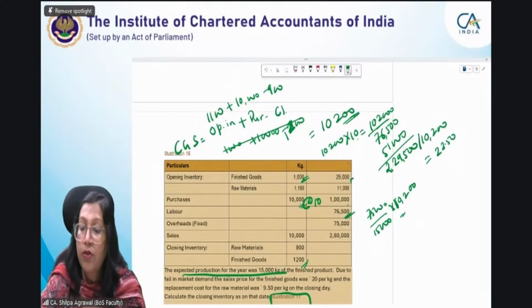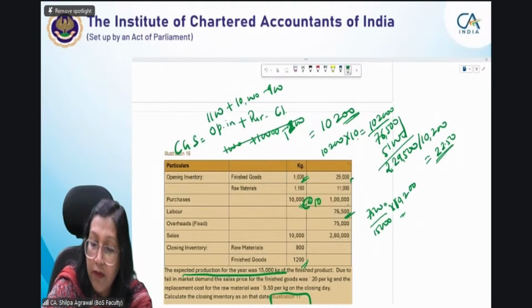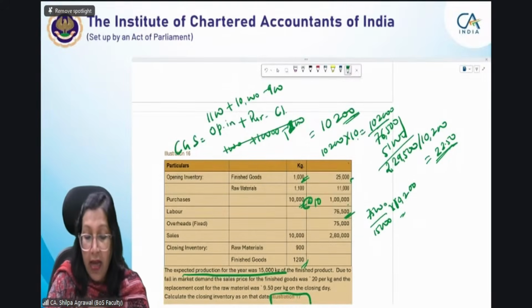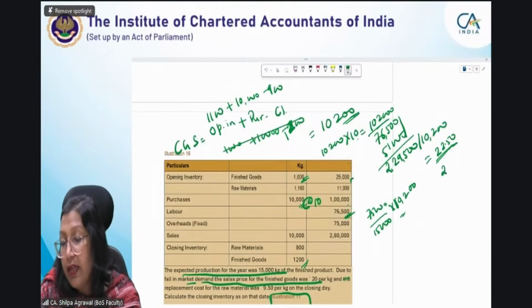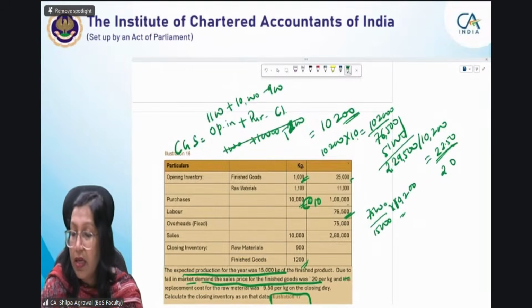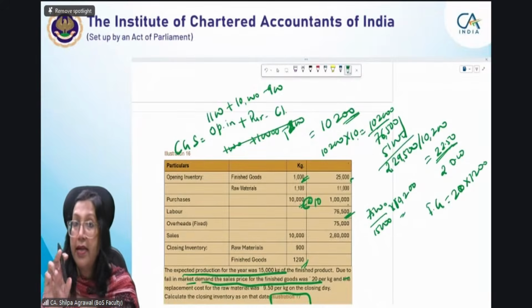Yes. Okay. So 22.5 is the cost of finished goods after using all the cost of conversion. However, in the question it is mentioned, due to fall in market demand, the sale price for the finished goods was 20 per kg. So NRV is 20 rupees. So we'll be measuring our finished goods at 20 rupees into 1,200. Now, when your finished goods have been measured at NRV, there's no place for raw material to be measured at cost. That has to be also written down.